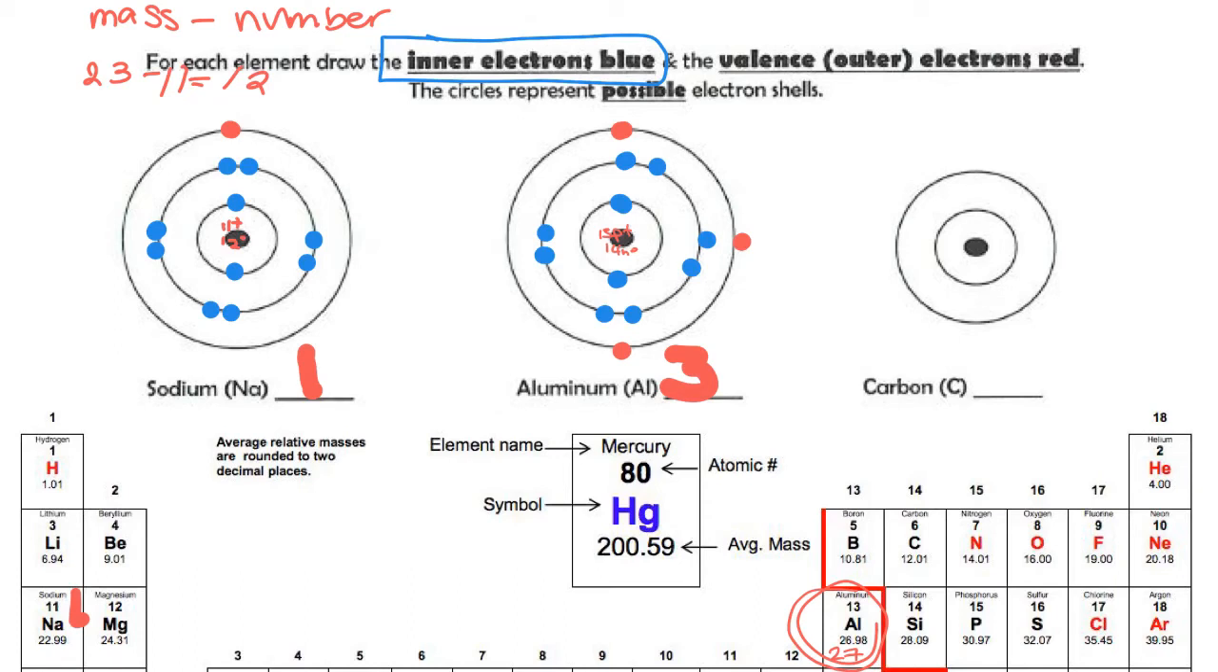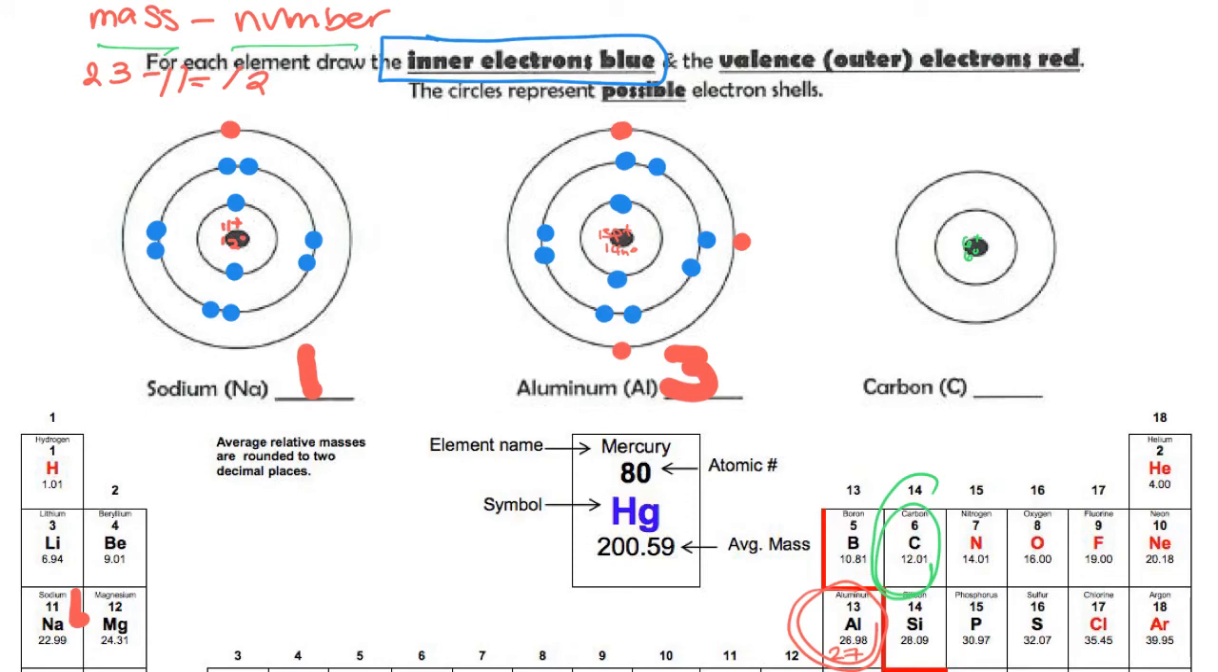All right, we're going to do carbon next. So go ahead and find carbon on your periodic table. Carbon can be found right here. And I see that I have 6 protons, 6 plus, and I have 6 neutrons. Remember, I found out that I had 6 neutrons because I did the atomic mass minus the atomic number, and 12 minus 6 is 6.